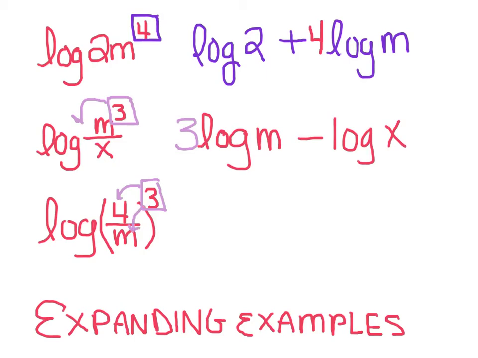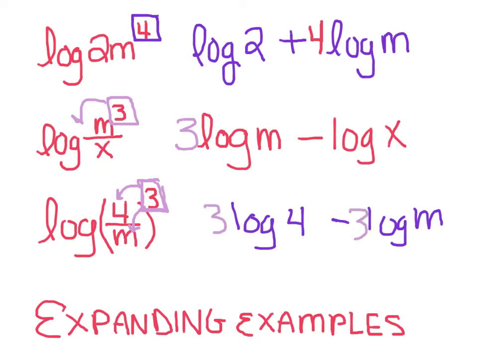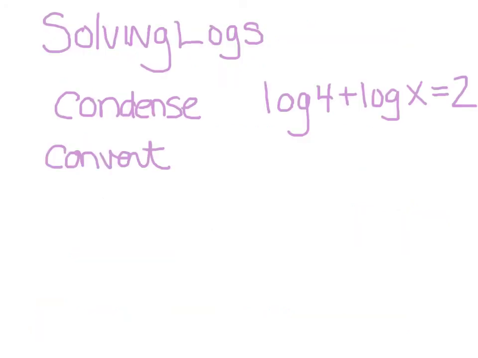Now in the next example, the 3 applies to the 4 and it applies to the m. So when you look at the division sign and think to yourself division becomes subtraction, you're going to have log of 4 minus log of m, but the 3 right here is going to go in front of both of them because it applies to both of them. And again, condensing and expanding are just practice, so eventually you can solve logarithms. Most logarithm problems can be solved by condensing and converting.